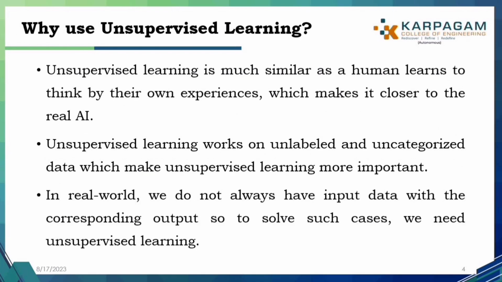Next, we are going to see why we need to use unsupervised learning. Unsupervised learning is much similar to human decision making, which is very close to artificial intelligence, and it takes care of unlabeled data and uncategorized data. This particular technique is mostly used for real-time scenarios.